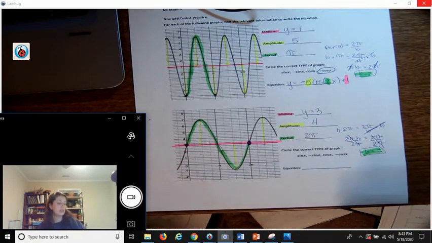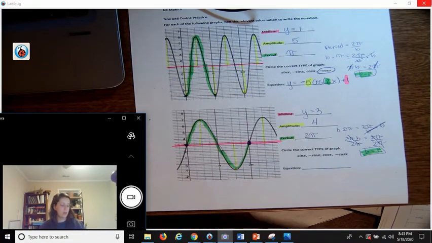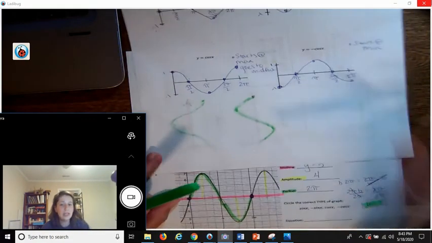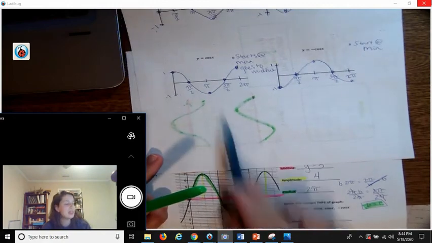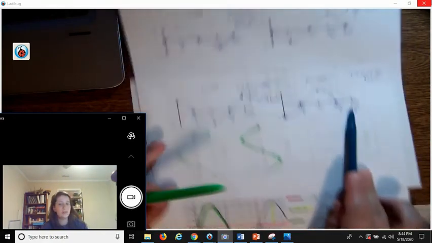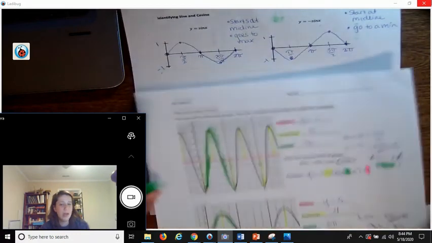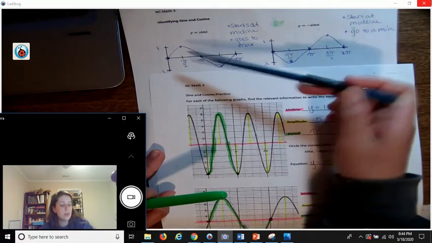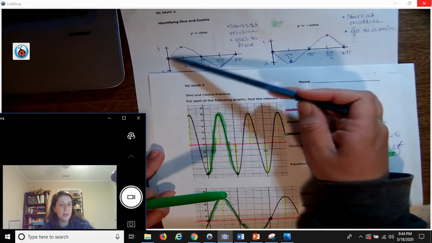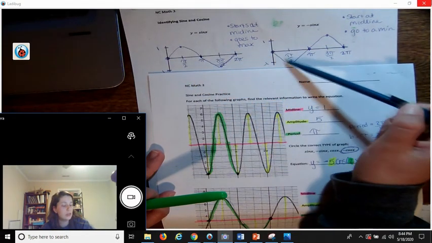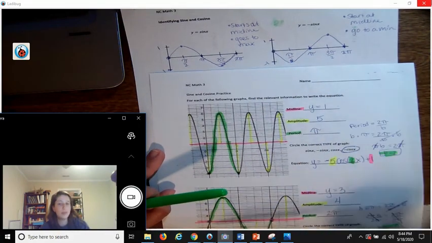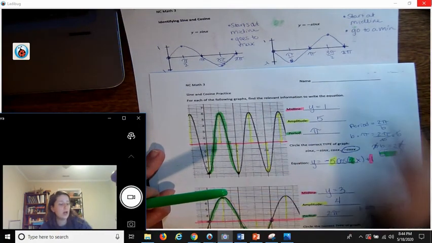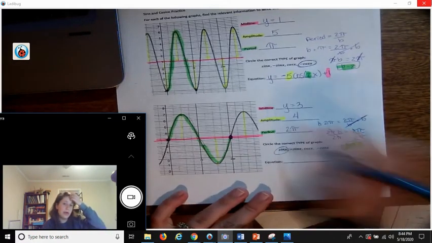So now I need to look at my equations. If I look back at the sheet that we used before, this starts and ends at a midline, so we can just eliminate our cosine functions real quick. And so now we look at our sine functions. We have one that starts at a midline and goes to a max, and one that starts at a midline and then goes to a min. The correct one should be the one that goes to a max, so we want positive sine. So I'm going to circle that one right here.